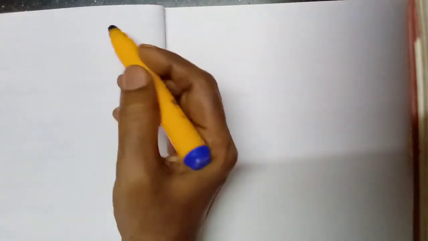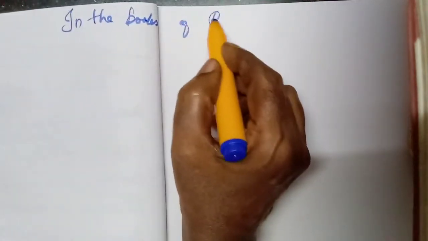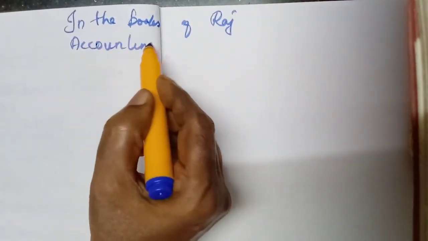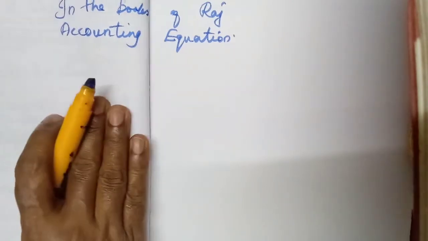So first we should write both the pages we should use. In the books of, no person name given, in the books of Raj. Accounting equation. Okay, this much page I am going to use.